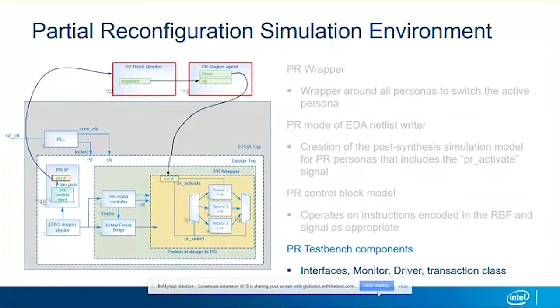The monitor does, as it's described, monitor the simulation ports in the control block. And when a PR activate event is detected, it generates a transaction to the PR region driver to assert the PR select line, causing the PR region to switch the active persona to the persona that you've specified. It also takes care of coordinating with driving the PR activate line, turning it on before doing the PR select, and then turning it off again. So in short, this describes the PR simulation environment that we are providing.